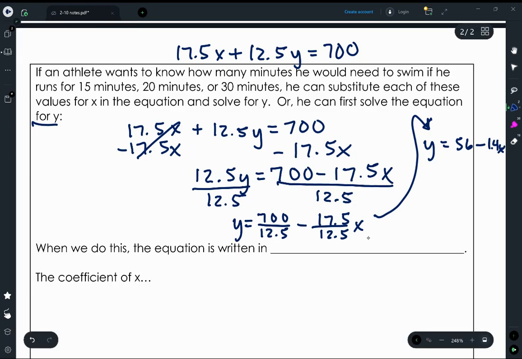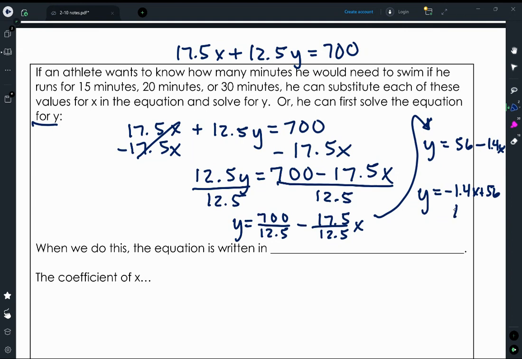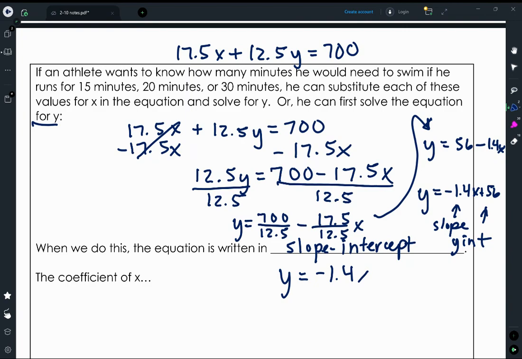All right, so let's kind of rewrite this. So that equation is written in, and I'm going to do one more step. I'm going to put the x part first, negative 1.4x plus 56. So now I can see real clearly I have a slope and I have a y-intercept. So that means my equation is written in slope-intercept form. So again, that's y equals negative 1.4x plus 56. So my coefficient of x is the slope of the graph.